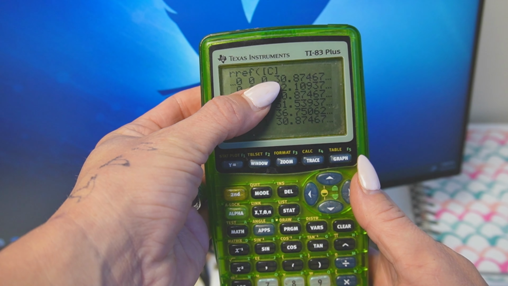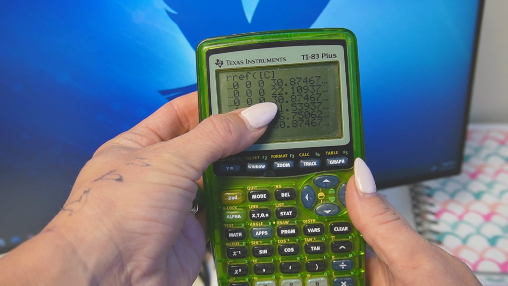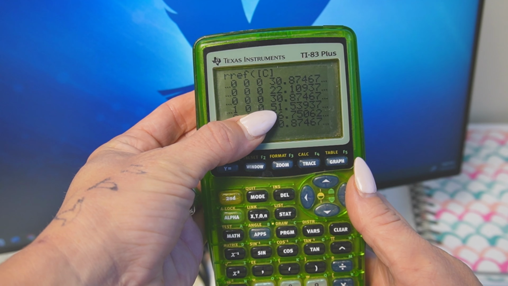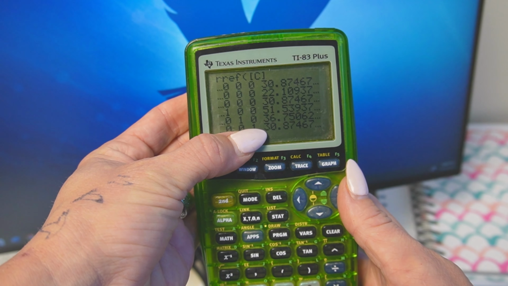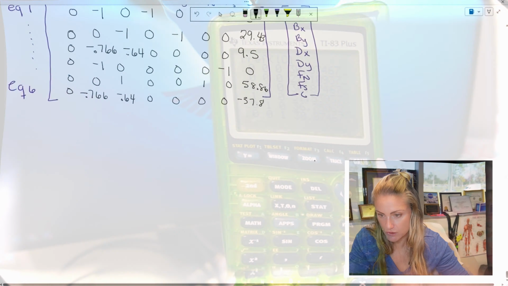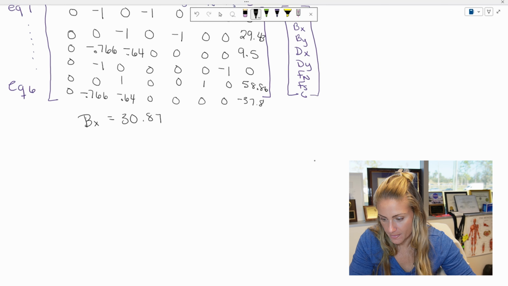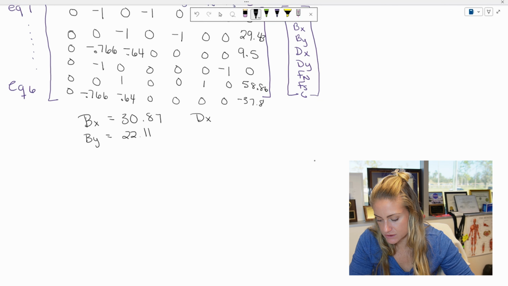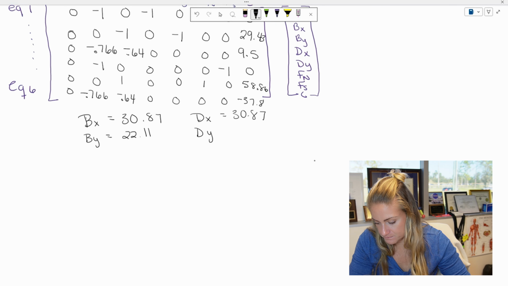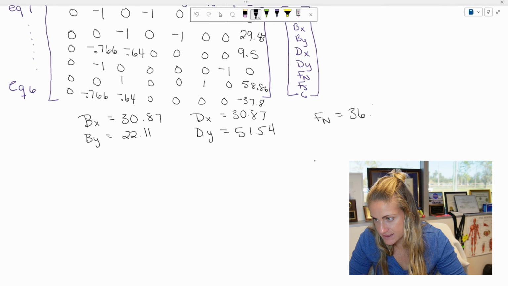So your calculator should produce BX equals 30.87, BY equals 22.11, DX equals 30.87, DY is equal to 51.54, FN is equal to 36.57, FS is equal to 30.86.